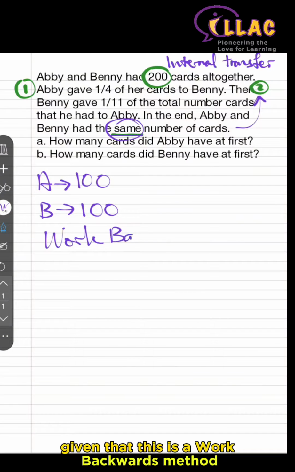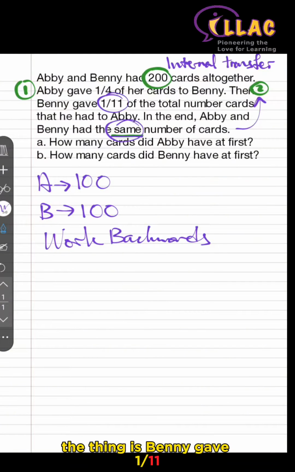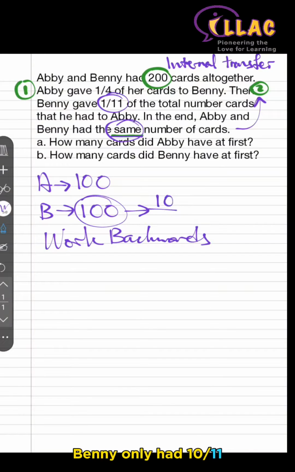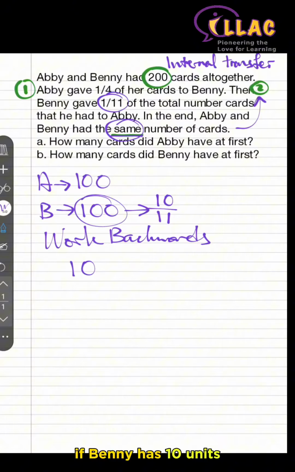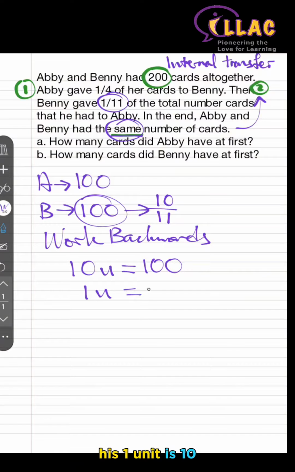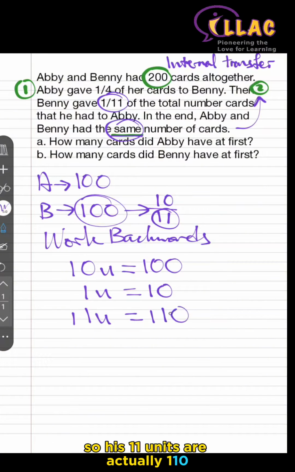Given that this is a work backwards method, what did Benny have before situation number 2 happened? The thing is, Benny gave 1/11 of the total number of cards to Abby, which means at this current situation, Benny only had 10/11 because he had given 1/11 to Abby, which means this 100 is his 10 units. If Benny has 10 units and that is equivalent to 100, his 1 unit is 10. And he is supposed to have 11 because Abby gave him something. So his 11 units is actually 110.